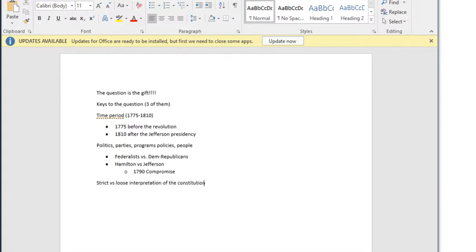Ring a bell? Okay. Strict interpretation of the Constitution by the letter. If the Constitution doesn't say it, then the government can't do it, right? This is the 10th Amendment, reserving power to the states.